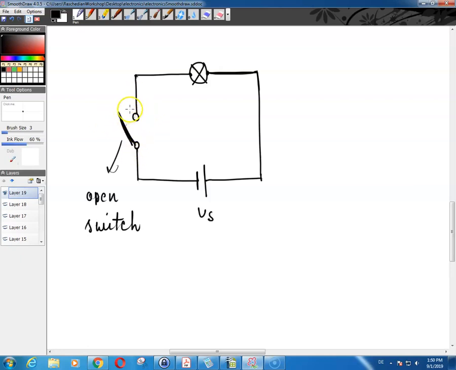Now, the whole power supply voltage V of S is dropped at these two terminals. So if you measure your voltage over here, you will have V of S across these two terminals. This would be your negative and this would be your positive. So an open or off switch has no current flowing through it, of course, because the circuit is open, and the full circuit voltage appears between its terminals.